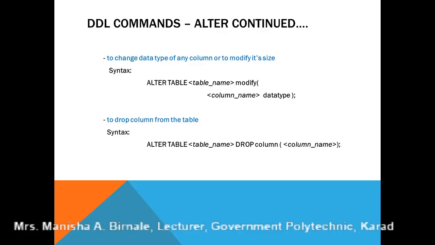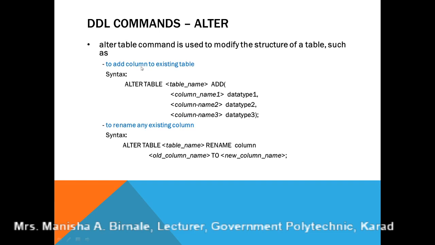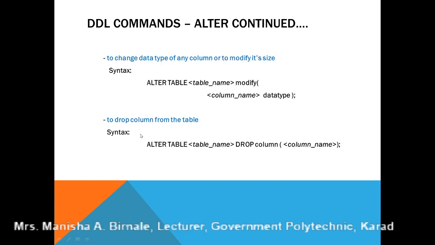In this way, using the alter table command, you can alter, means you can change the structure of your table in various ways. Means you can add a new column to your existing table. You can rename any existing column from the table. You can change the data type of some existing column, or you can drop some column from the table.